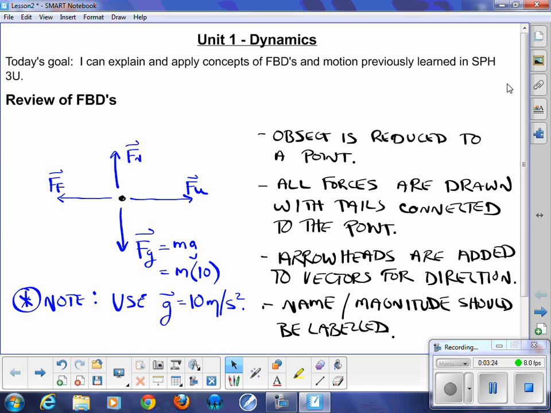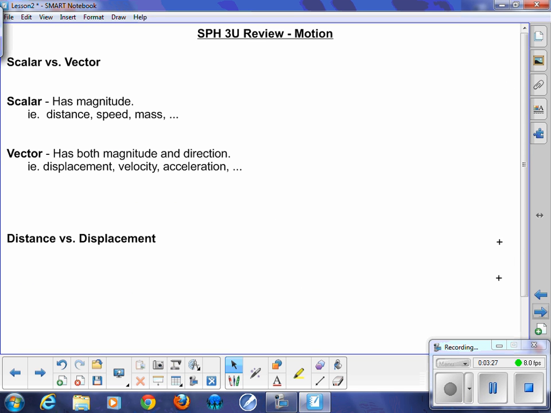All right, so moving along then. Let's talk about some previous terms here. So scalar versus vector. We do use vectors extensively through the grade 12 course, and I told you in grade 11, very important to get this nailed down. Scalar, definitions there for you. It has magnitude, and that's the word I'm looking for, is magnitude. So distance, speed, and mass. A vector has both magnitude and direction. So we've got one with just magnitude, and the other one has both magnitude and direction. And we have examples: displacement, velocity, acceleration.